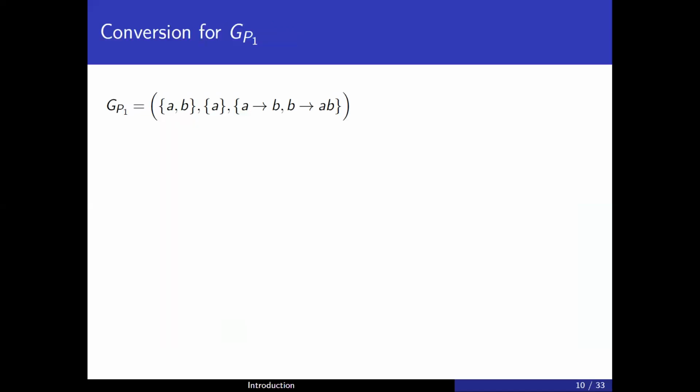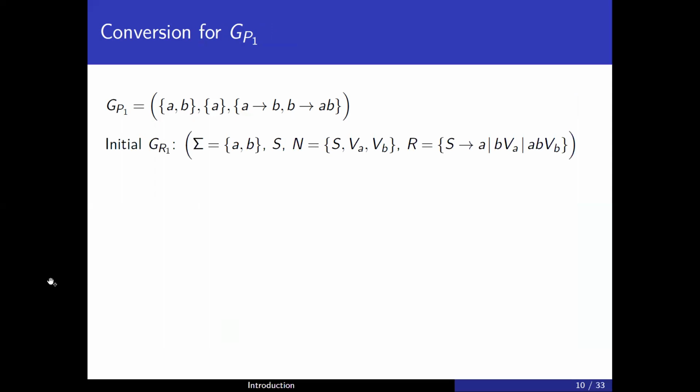We'll start with our prefix grammar from before, and we'll do the initialization step. Here we set up our terminal symbols. Our start symbol will be S. Our non-terminals are S, followed by VA and VB, coming from our left-hand sides. And we'll take the initial set of rules as S goes to the base string A, and then BVA from the first rule, and ABVB from the second rule.